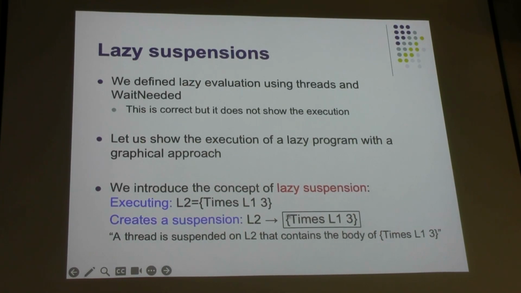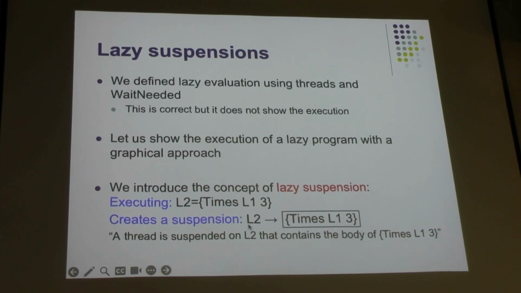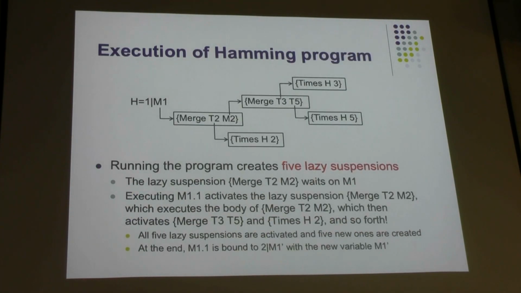There's a lazy suspension times L1 3 attached to L2. And this one will only be executed when I need L2, okay? And if you make that, then the Hamming program, you can see, you can write that expression like this, okay? So if I run the program, it immediately creates 5 lazy suspensions, okay?